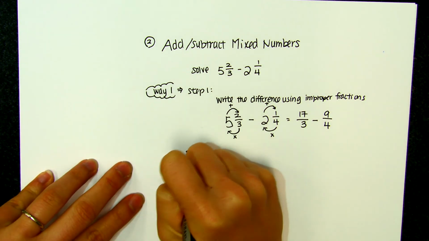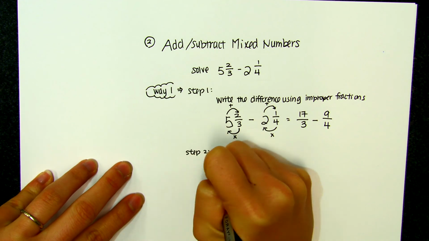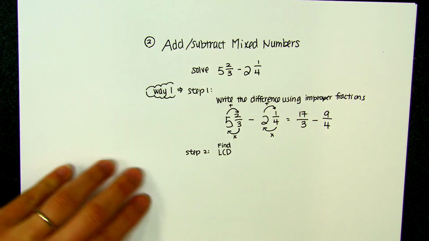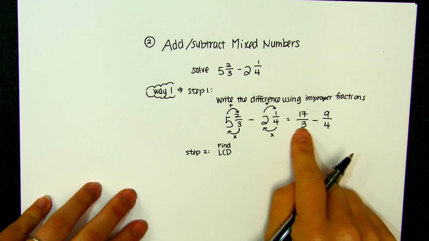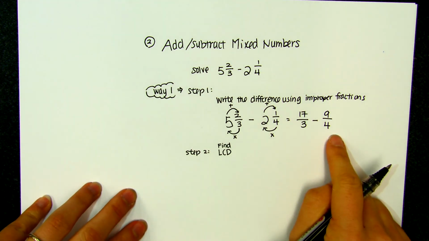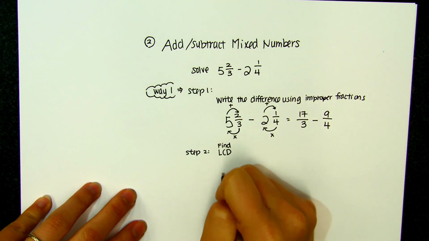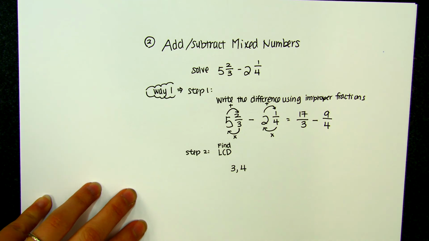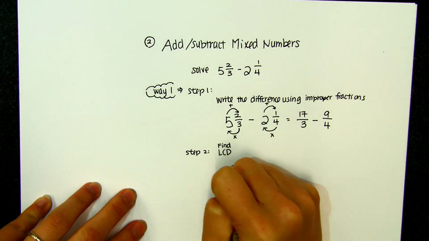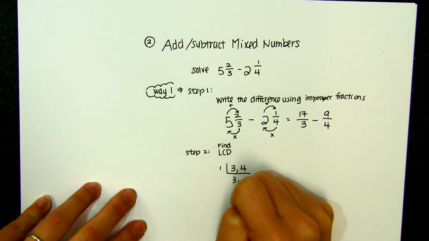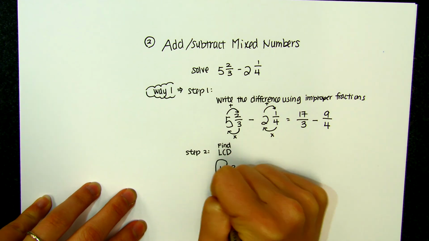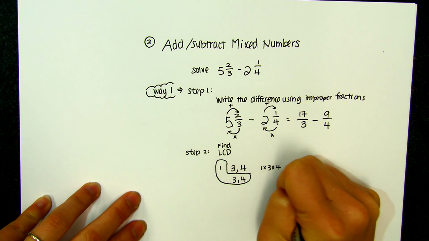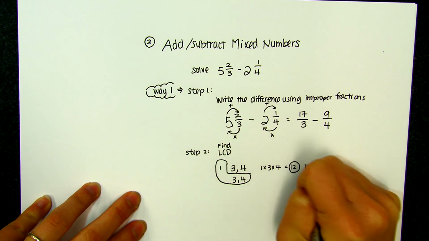Step 2: find the LCD, the lowest common denominator. 3 and 4, the lowest common denominator. We did one similar to another problem. 3 and 4, since they don't share a common factor, I just multiplied 3 and 4. Because if I keep doing the hockey stick, the only thing I can put is 1, and it's going to be 1 times 3 times 4 anyway. So 1 times 3 times 4 is 12. So 12 is the LCD.